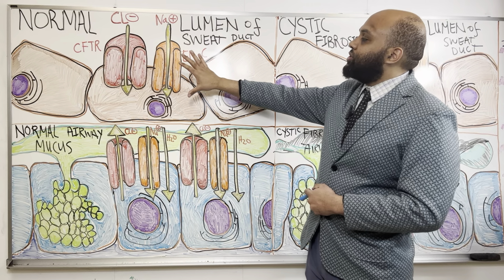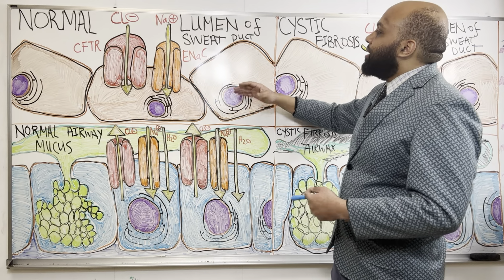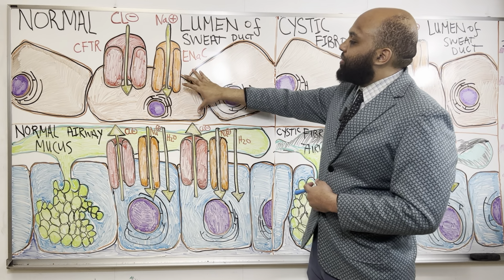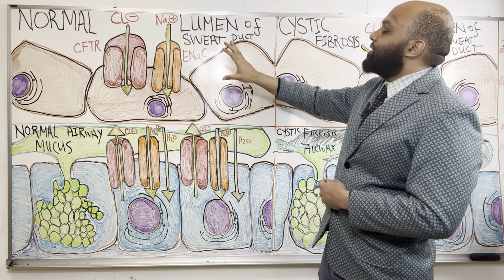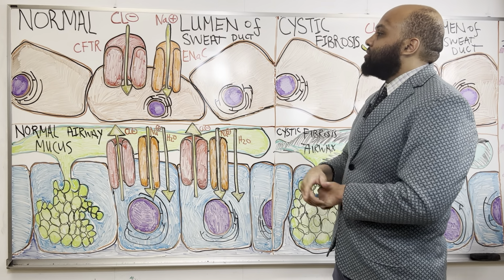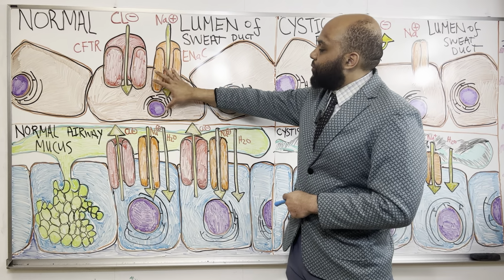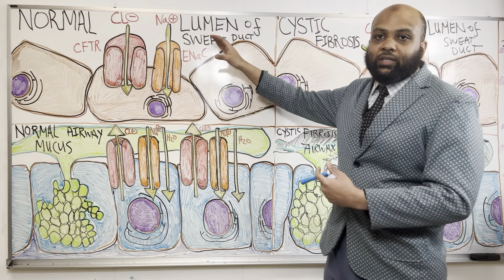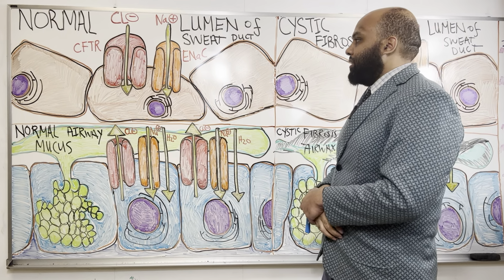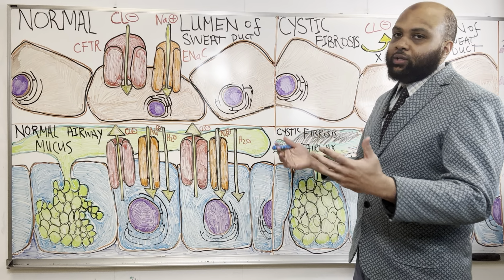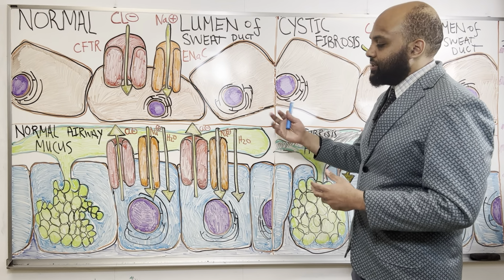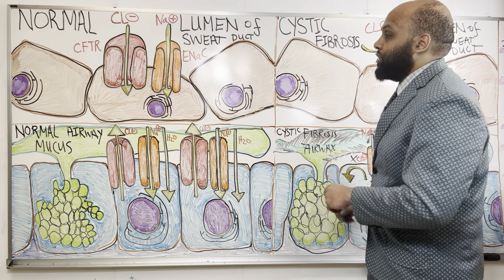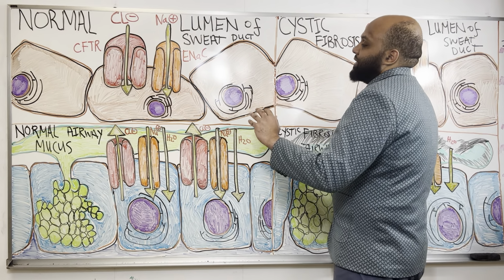The top tissue shows you the lumen of the sweat duct, and this is the epithelial tissue that is facing the lumen of the sweat gland. So this is the sweat gland, and on the bottom is the airways. On the top, the sweat glands, on the bottom, the airways. So how do the sweat glands and the airways look normally? This is very, very important. They look normally like this.